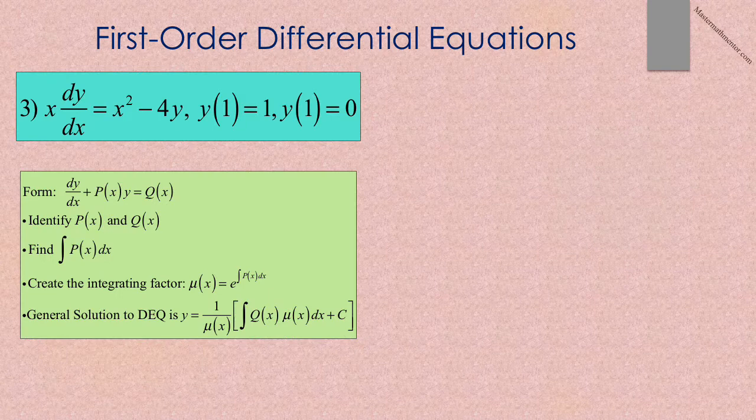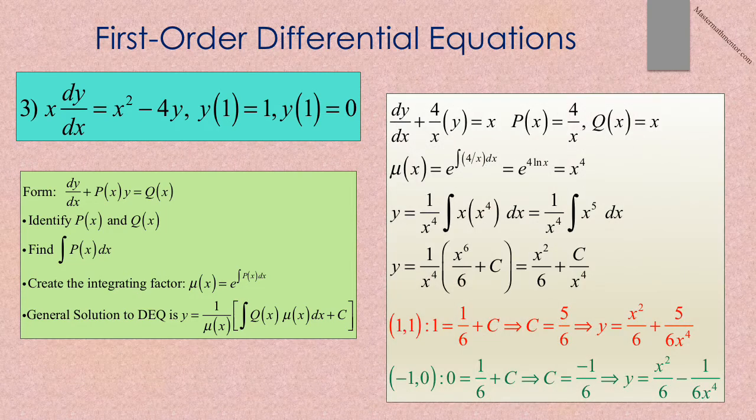In number 3, you're given the first order differential equation, x dy/dx is equal to x squared minus 4y. We'd like to find first the general solution and then the particular solutions given that y of 1 is equal to 1 and then y of 1 is equal to 0. It is clear that this is not a separable differential equation. So we put it in the correct form and get dy/dx plus 4 over x times y is equal to x. That means that p of x is equal to 4 over x and q of x is equal to x.